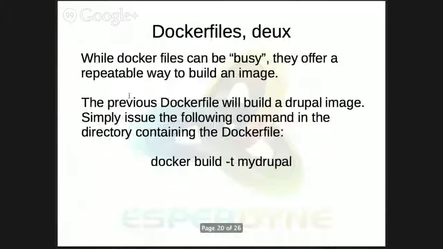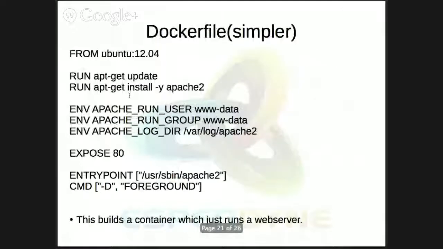So this is an example of a complex one. This is a simple one. If we built this, all it's going to do is install Apache, and when you run the container, it's going to automatically run Apache. And you won't have to add a command either.